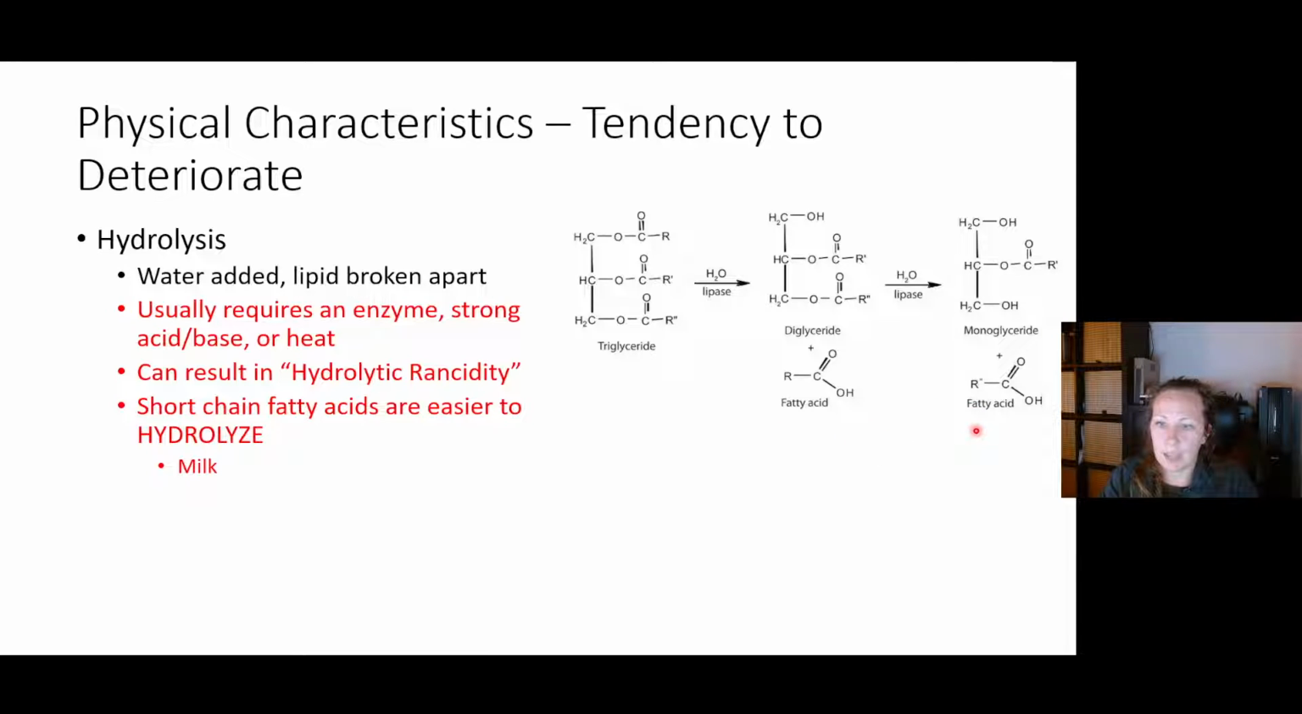Well, free fatty acids don't taste good. And especially these short chain fatty acids, they are gross. And these fatty acids, like from milk especially, is how we get the smell and flavor of rancid milk. Okay, so you can even think about buttermilk. All right, buttermilk has some of these fatty acids that have been released.